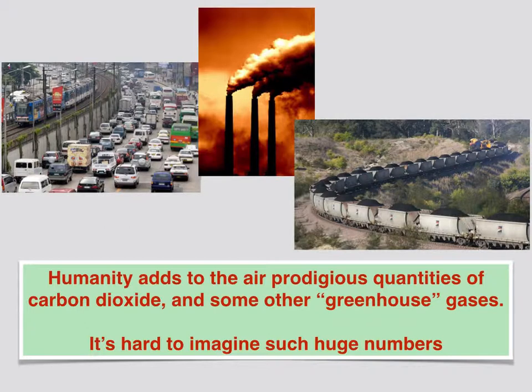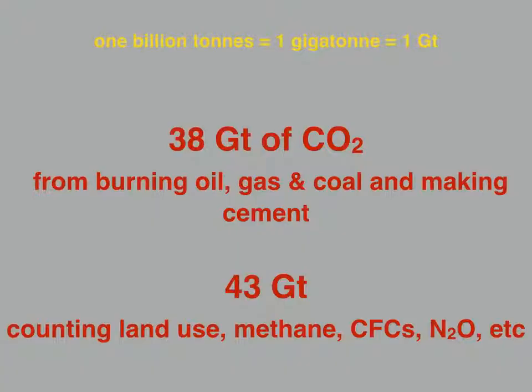But once you think about this, you may well ask, as many people have, how is it possible that a single species of animal can have such a profound effect on the atmosphere and on the geophysical properties of the surface? Well, the answer lies in these enormous numbers. 1 billion tonnes in the climate game is called a gigaton, or a GT for short, and humans, just from burning fossil fuels, that's the biggest contribution we make, and making cement, put something like 38 gigatons of carbon dioxide into the air every year now.